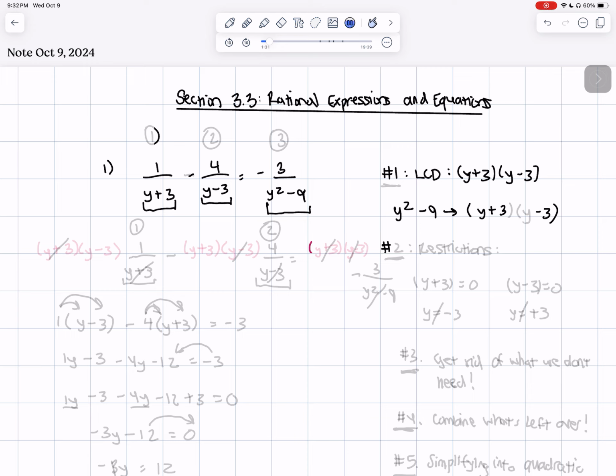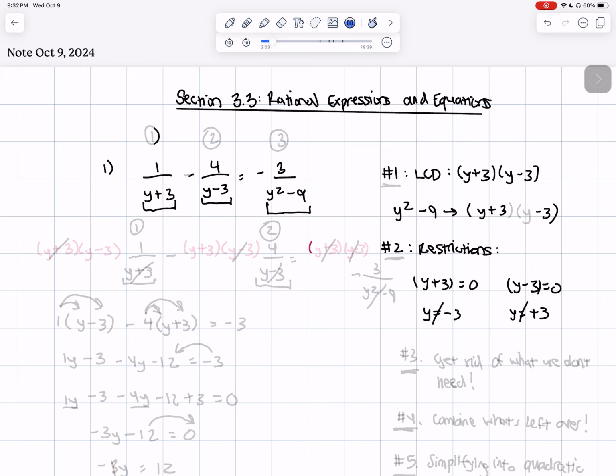Now our second step is to look for our restrictions. So what does our restriction say here? If I set both of these equal to 0, it's going to be y equals minus 3 and y equals plus 3. So that means my final result cannot equal minus 3, and it can also not equal positive 3.